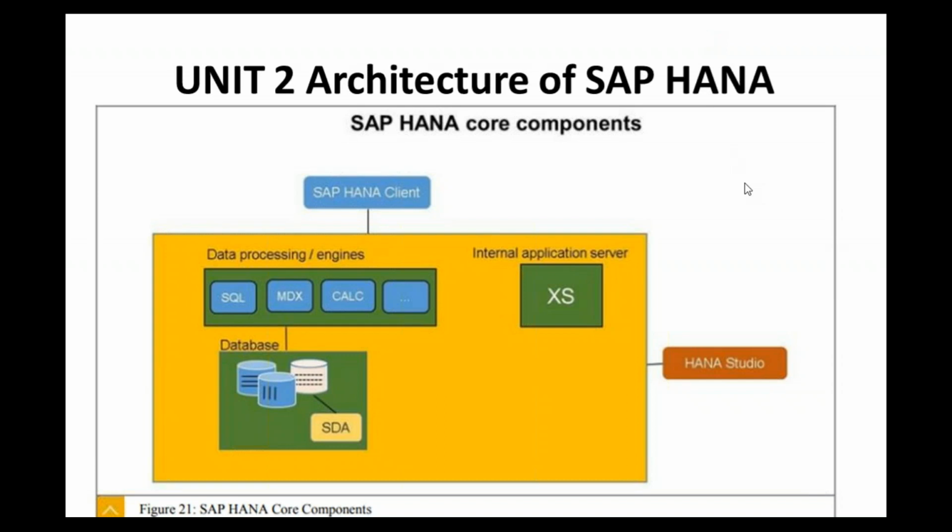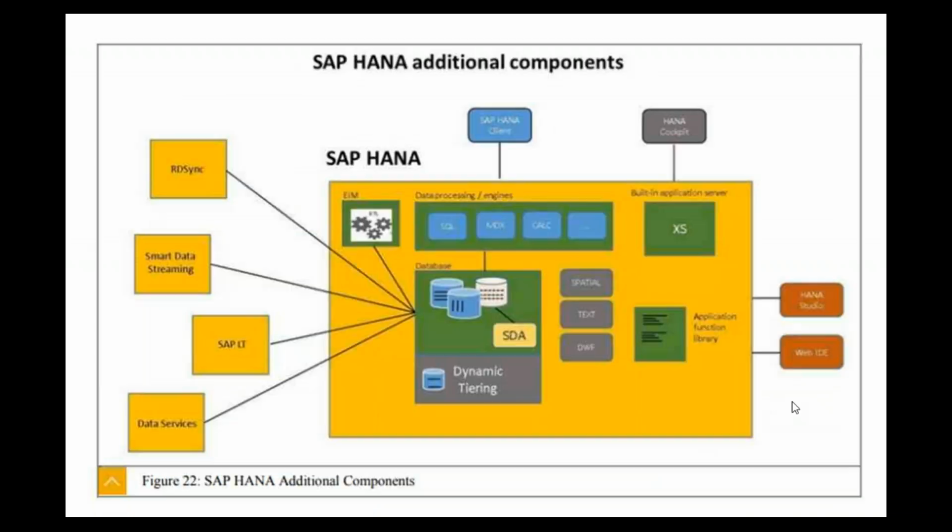The architecture of SAP HANA is what we are going to discuss in Unit 2 of HANA basics. So this is the HANA core component. Basically we'll have the database and we'll have data processing engines. The data processing engines happen to be the SQL, MDX and calculation engines. These are the various data processing engines. We have the database. We have the internal application server. We'll have the SAP HANA client and SAP HANA studio. So these are the SAP HANA core components.